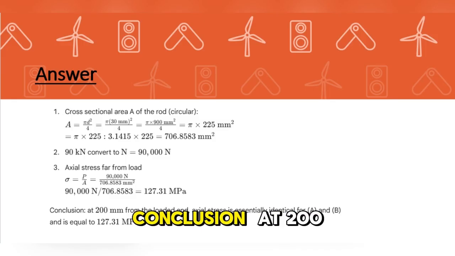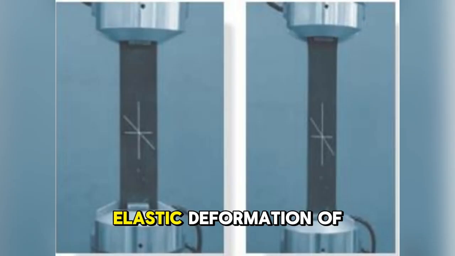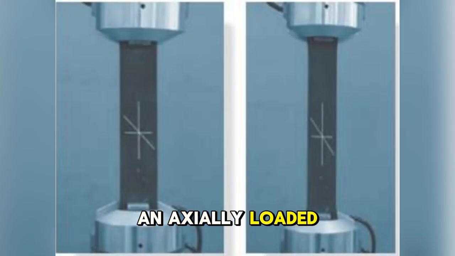The answer? Conclusion. At 200 millimeters from the loaded end, axial stress is essentially identical for A and B, and is equal to 127.31 megapascal. Elastic deformation of an axially loaded member.